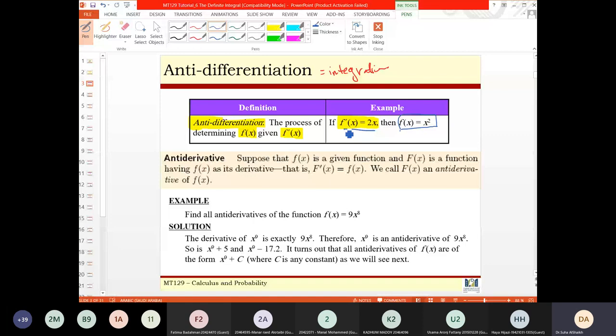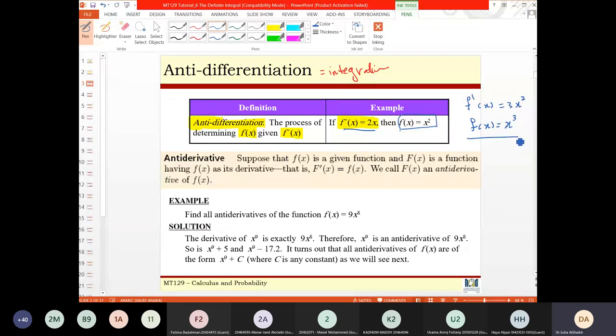If I say, for example, that you have f dash of x is equal to 3x squared, what do you think will be your f of x? Can you tell me? I'm looking at the chat, don't open the mics. No, be careful. It will be x cubed, because the derivative of x cubed is 3x squared.